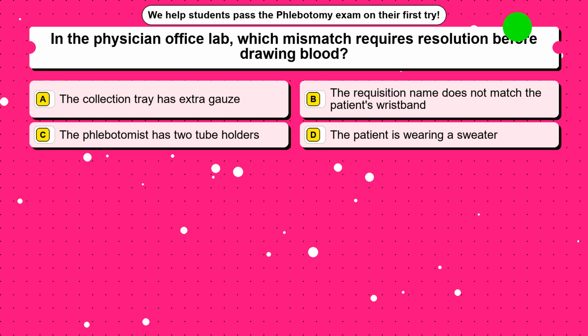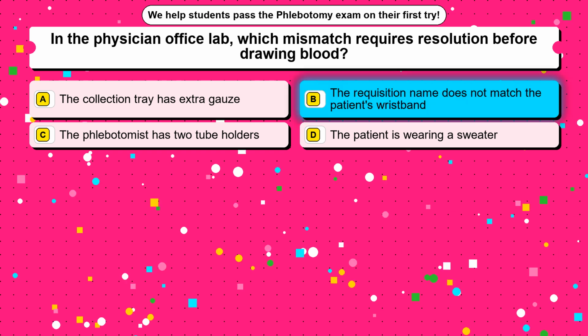Question 98. In the physician office lab, which mismatch requires resolution before drawing blood? Option A. The collection tray has extra gauze. Option B. The requisition name does not match the patient's wristband. Option C. The phlebotomist has 2 tube holders. Option D. The patient is wearing a sweater.